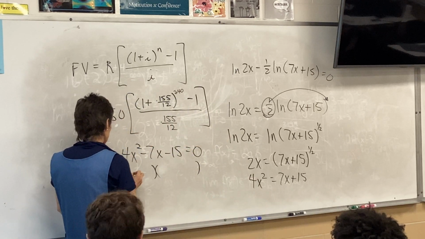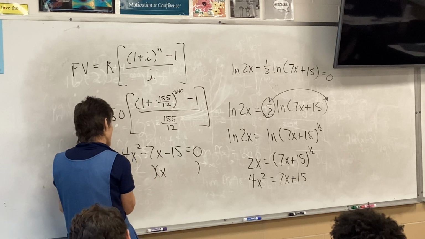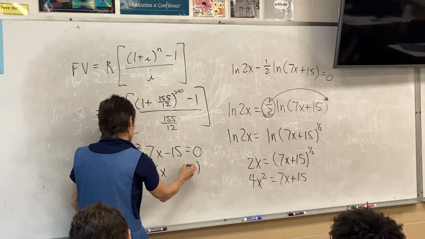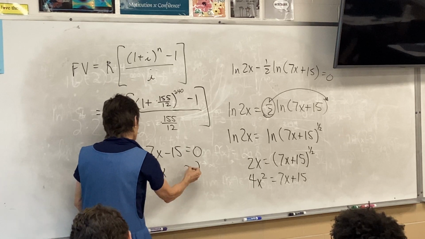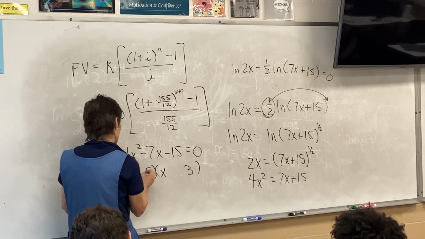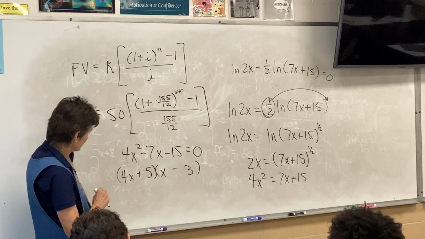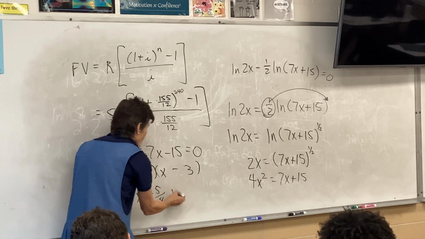He says it factors. If I don't want to factor it, I could use the quadratic formula. I need a 5. 5 and 3. Is that okay? So my x's are -5/4 or 3.